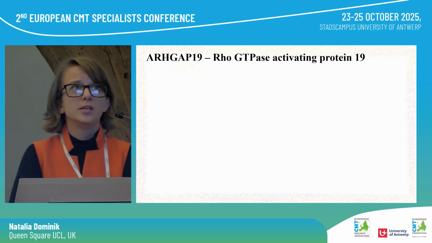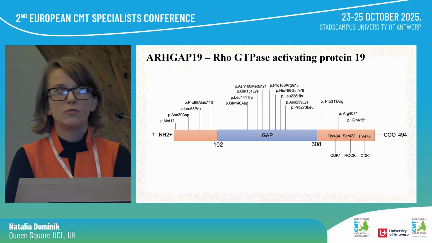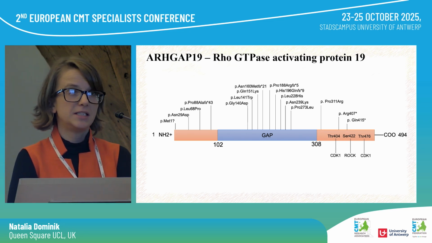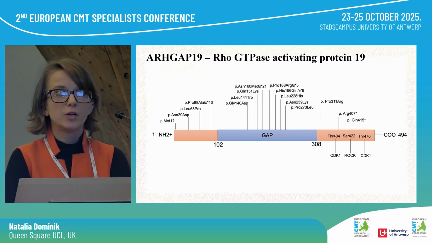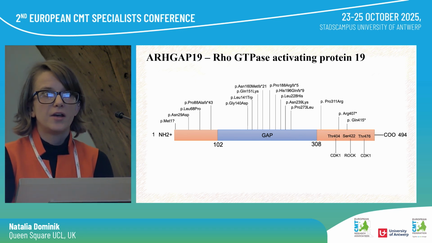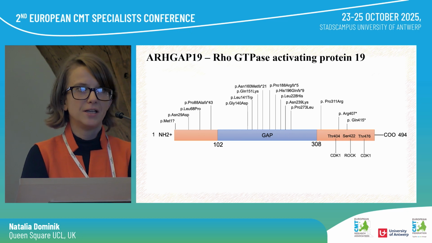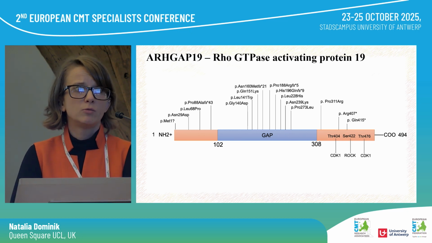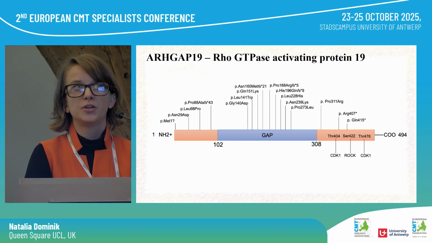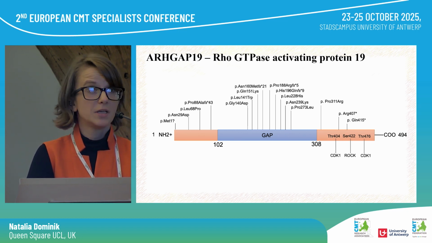Now, moving on to the mechanism, ARHGAP19 is a RHO GTPase activating protein of just under 500 amino acids in length. It has this evolutionary conserved GTPase activating protein domain, or GAP domain. And at its C-terminus, it has some residues that can be phosphorylated, and they're very important for its subcellular localization. In our patients, we've found 16 different biallelic variants in ARHGAP19. 9 of them are within the GAP domain, and 7 of them are outside of the GAP domain.